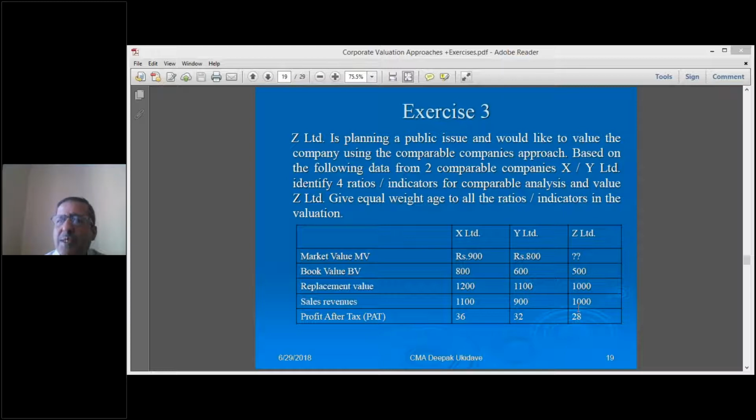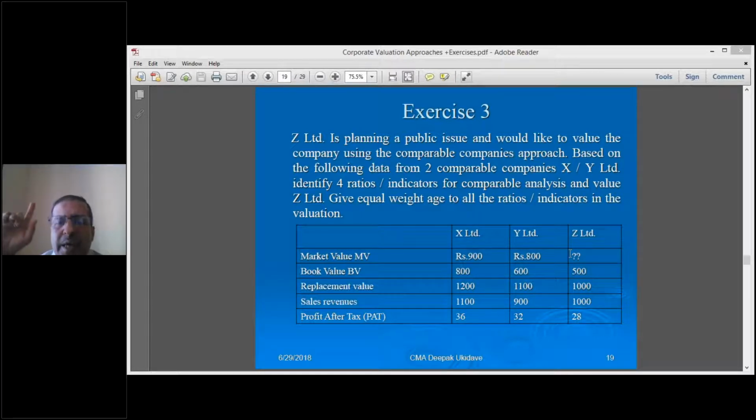I told you what is the first step: select the comparable companies. We have already selected X Limited and Y Limited. We are doing the valuation of Z Limited, so against Z Limited we have the market value as a question mark. Question mark means you have to find out the market value of Z Limited. For X and Y, the values are given, 900 and 800. You will find out the ratio of market value vis-a-vis each of these performance indicators. That is the next step.